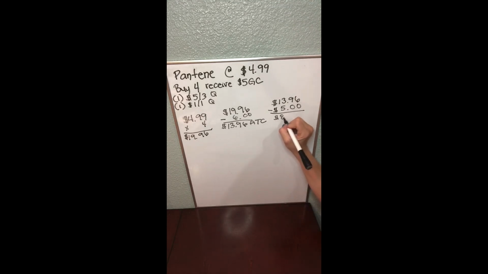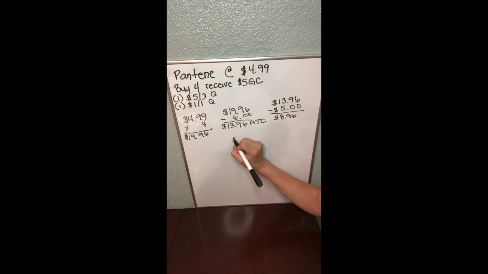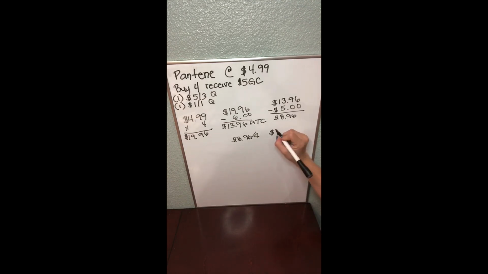So that's $8.96 for 4, but we're not done because we need to find out how much 1 is. So we have the $8.96 divided by 4, and that makes them $2.24 each. Now this is a very, very basic, simple transaction.